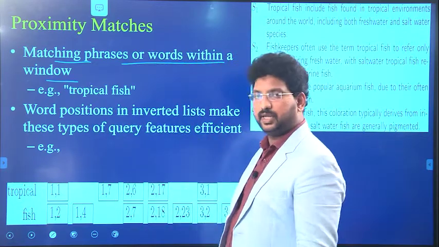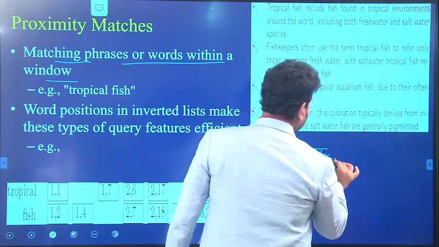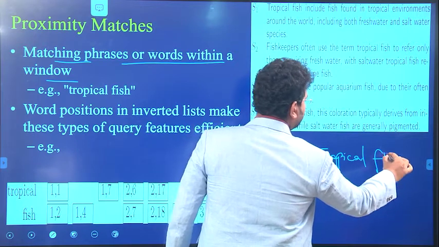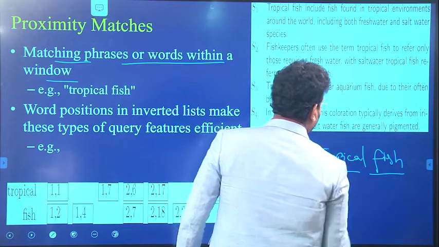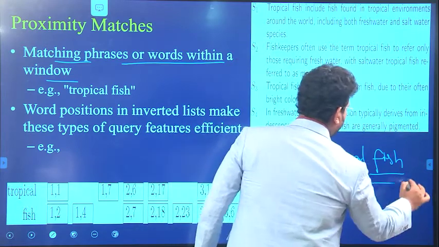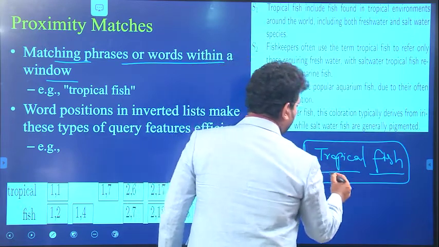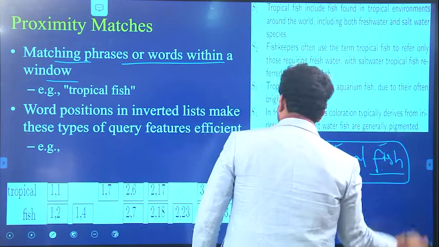For example, consider "tropical fish". This is one entire phrase we can call, and this is one phrase. So it is "tropical" and it is "fish". They are the two words, the first word and the second word.